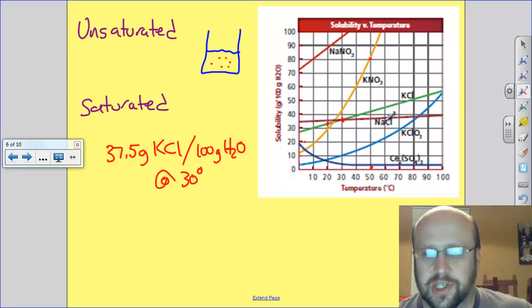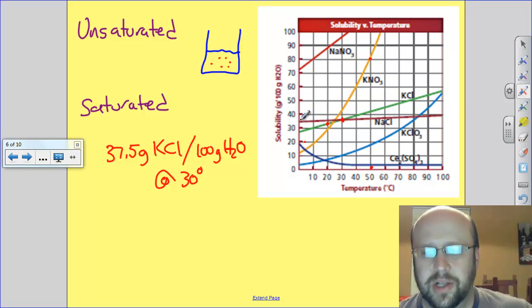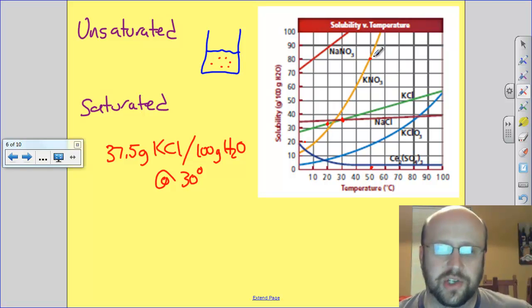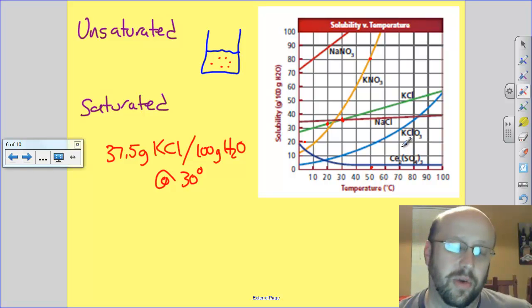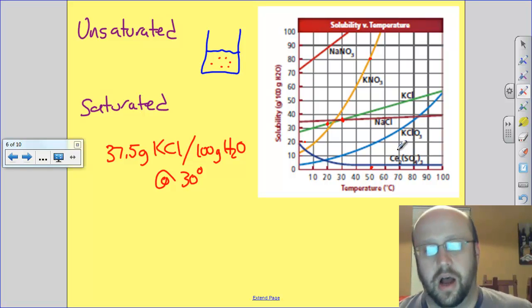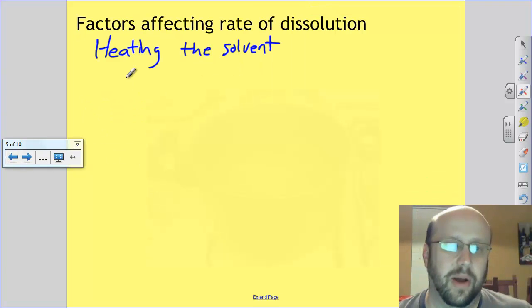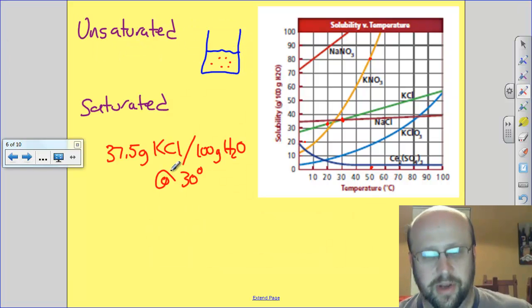If you look at something like salt, its solubility does increase as temperature goes up, but not by much. I mean, it starts out at 35 at 0, and then it's about 40 at about 100, so it doesn't increase much. Potassium nitrate shoots up pretty quickly. Sodium nitrate shoots up pretty well. Potassium chloride's up, so is the potassium chlorate. But if you look down here at the cesium sulfate, its solubility actually decreases as it goes down. And that's why we said that the last thing, about heating the solvent up helps, is usually true, okay, but not always.